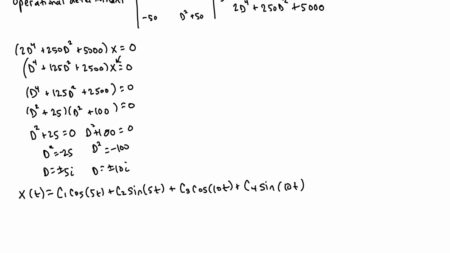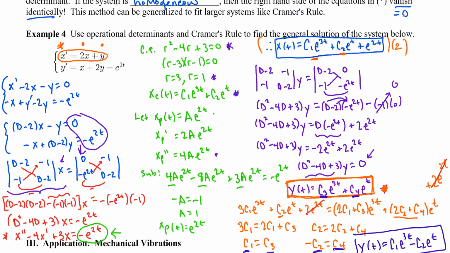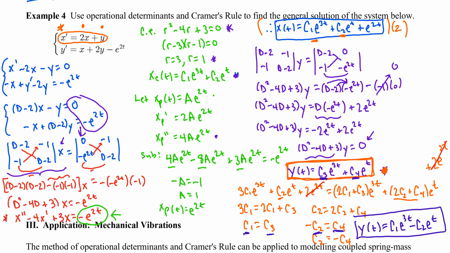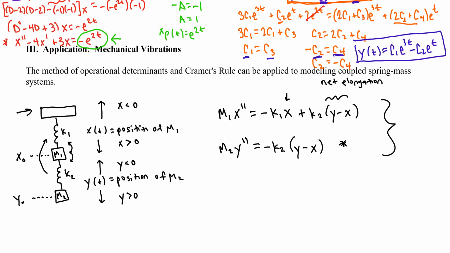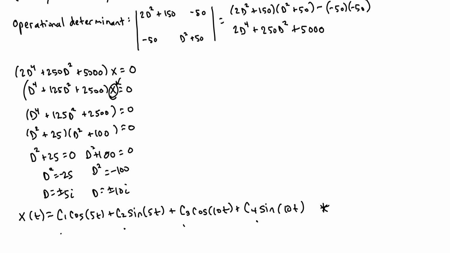Okay, now here's the shortcut part. Since we're dealing with a homogeneous system, if I were to repeat this for y, I would get exactly the same roots and I would get exactly the same expression here, except I would have 4 more constants. And then I would have to do the necessary work to reduce the number of constants like we did up here on example 4. So we're going to use a combination of the operational determinant method and the substitution method we learned at the beginning of the section.